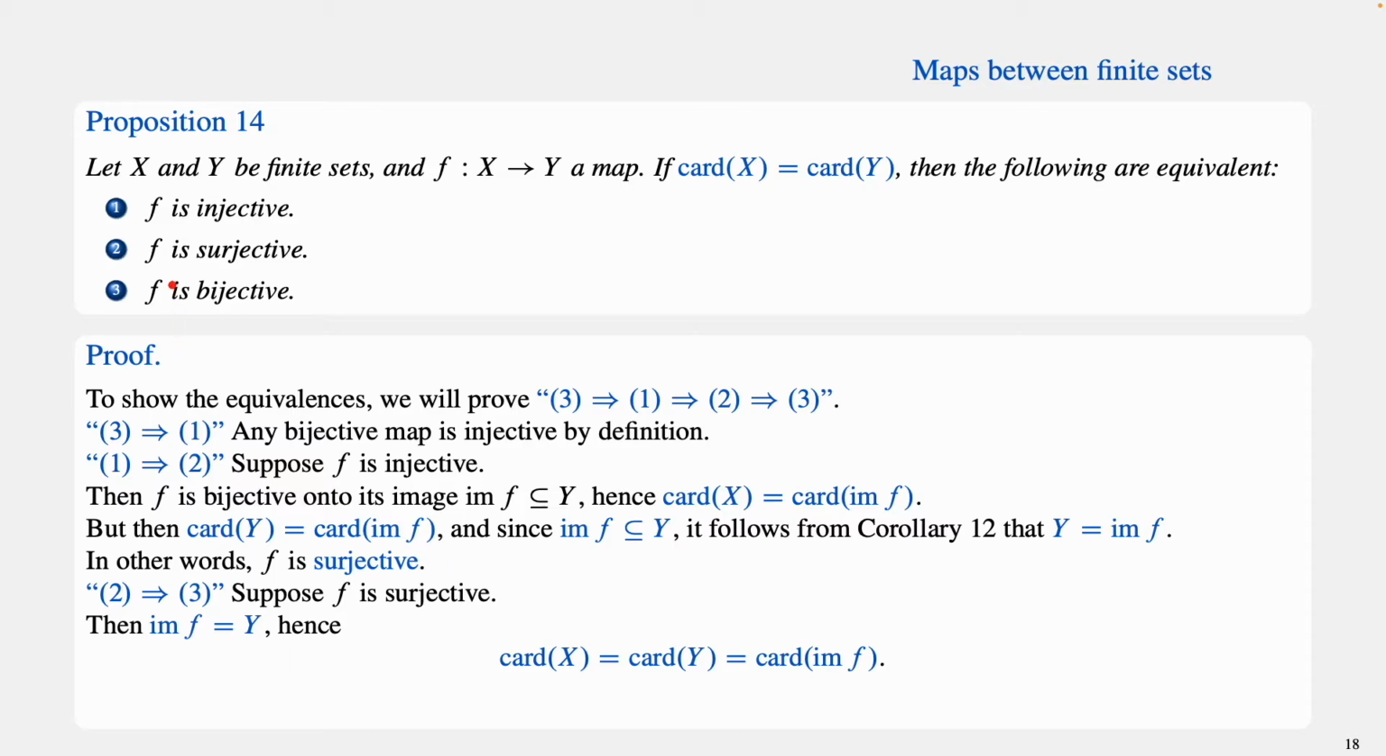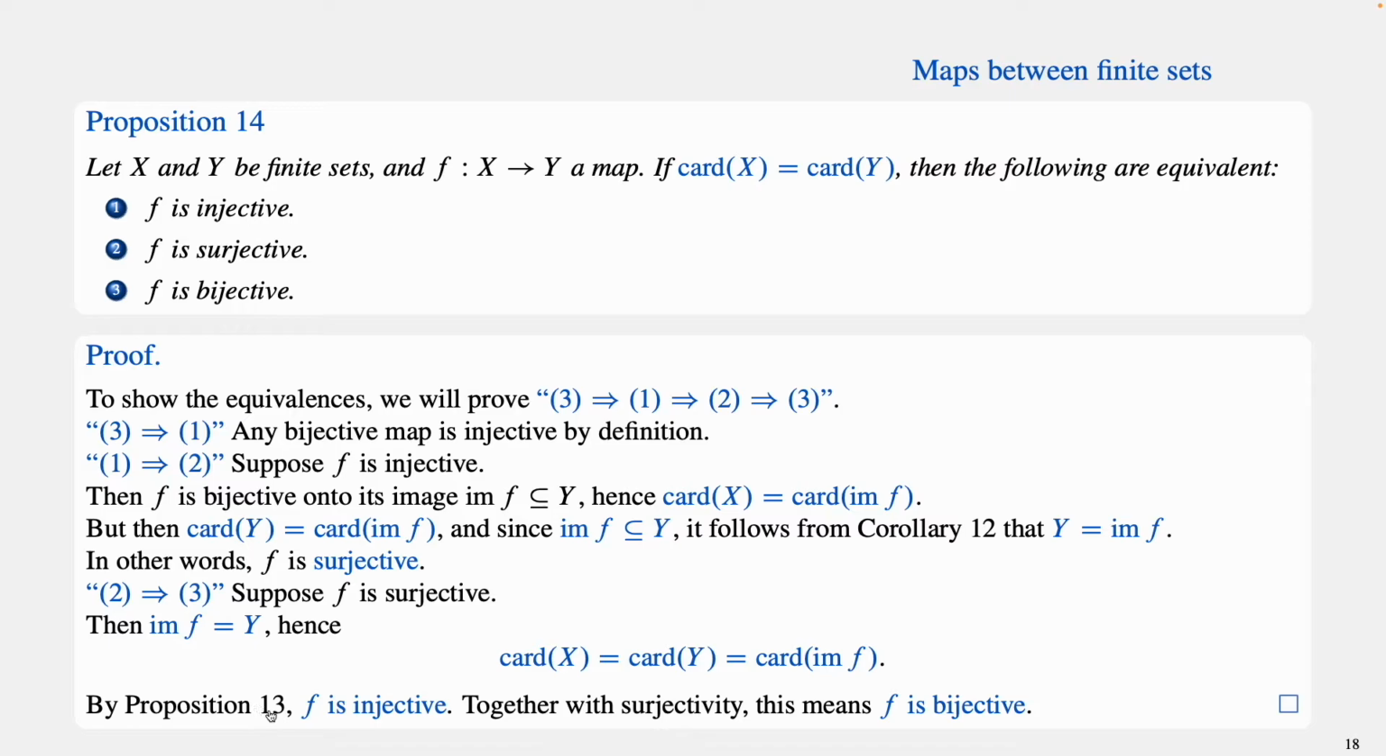Now we assume that f is surjective and prove that it is bijective. If it is surjective, then, as before, the image of f equals y. And because x and y have the same cardinality, x has the same cardinality as the image of f. And by proposition 13, this means f is injective. And because we already assumed it to be surjective, this means f is bijective. And that concludes the proof of these equivalences.